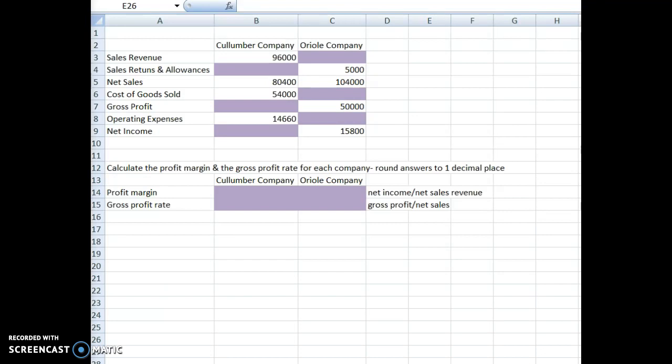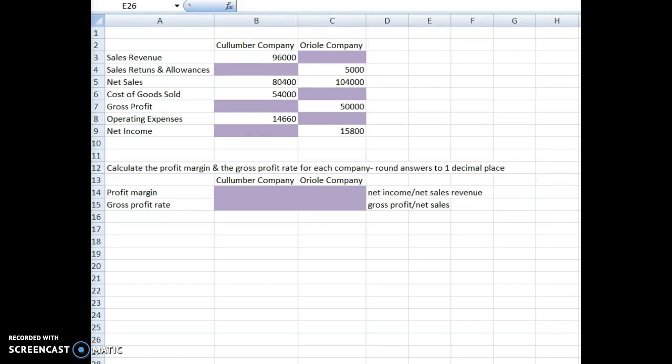So here we are with homework chapter 5, problem number 7. And what I went ahead and did was put all the information on an Excel spreadsheet. That tends to be a little bit easier for me just so that I can move things around if I need to, that I can see it a little bit better and understand what I'm trying to do.